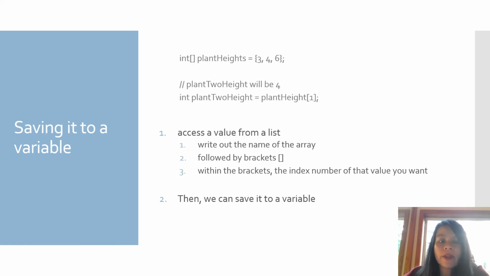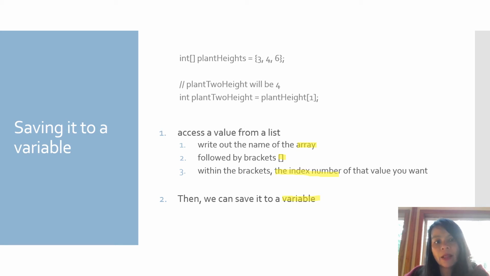Okay, so, saving it to a variable. First you access a value from the list: write out the name of the array, followed by the brackets, and then inside the brackets, the index number that you want. And then you can save that to a variable.